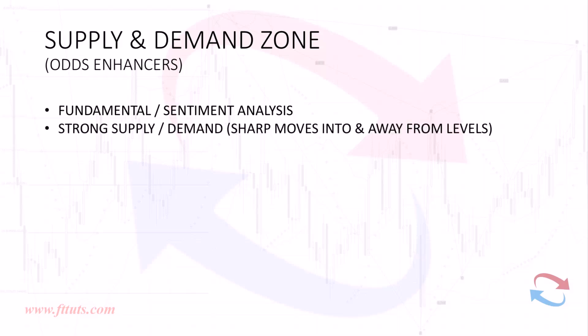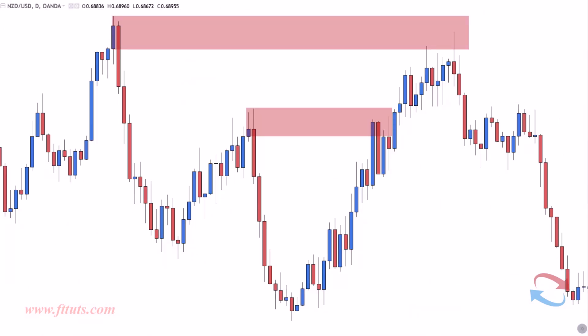And secondly, a second odds enhancer is strong supply and strong demand, sharp moves away from levels. What I mean is, you don't want to see shallow moves away from a level. You want to see hard in and hard out, as I like to refer to it. Every level should have an element of a sharp move in and a sharp move out.